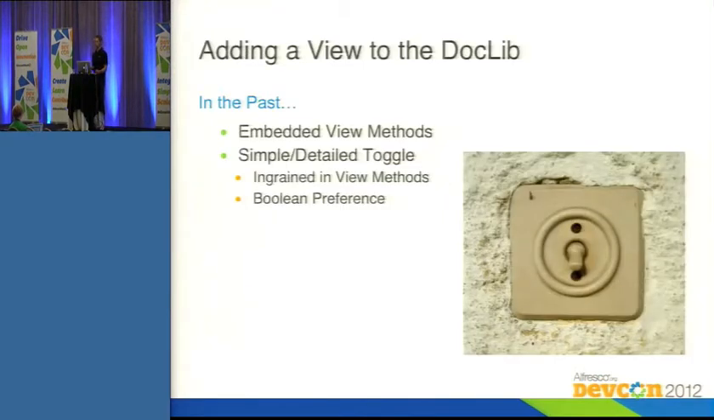So in the past, if we wanted to add a view to Share's document library, it wouldn't have been the easiest task in the world. Those view methods were very much embedded in this document list JavaScript object. And within each of those view methods, there was only a simple versus detailed Boolean preference about how to display that specific piece of data. If the user has selected simple view, display it this way. If they've selected detail, render this other HTML.